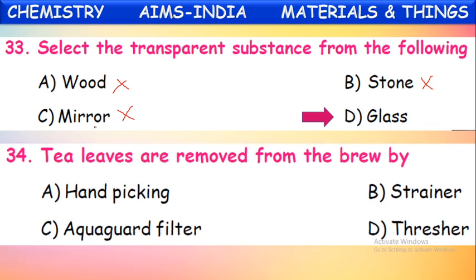Next one. Tea leaves are removed from the brew by which process? While preparing coffee or tea, the tea leaves are removed from that decoction or brew by the process called. By which technique they are removed? By using a strainer or sieve. By using a strainer, these leaves and coffee powder are removed from the decoction and the tea brew. Okay, the strainer is used.